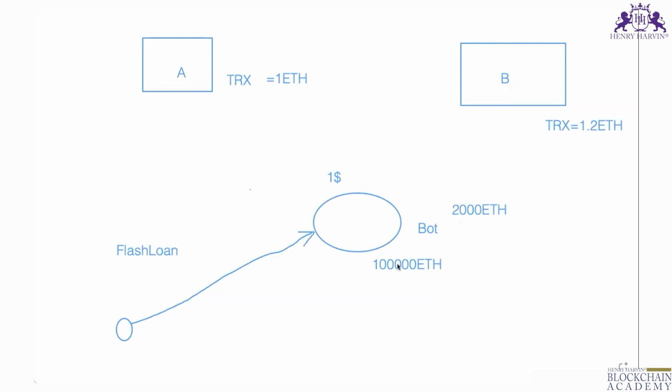Total 12,000 Ethereum you are having. You have borrowed 10,000 Ethereum, done this transaction, and you will get 12,000 Ethereum. Out of this 12,000 Ethereum, you need to pay back 10,000 Ethereum to the borrower, I mean the pool. From here, you borrowed 10,000 Ethereum, you need to return it back. That means you have 2,000 Ethereum profit.